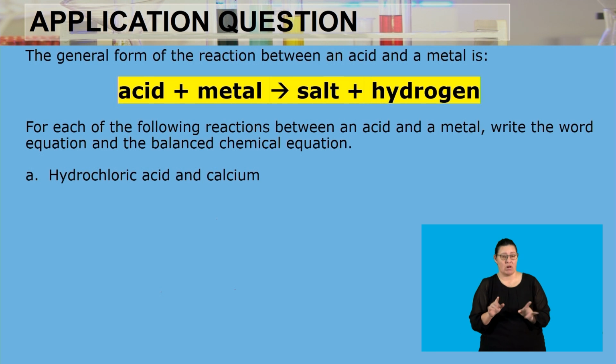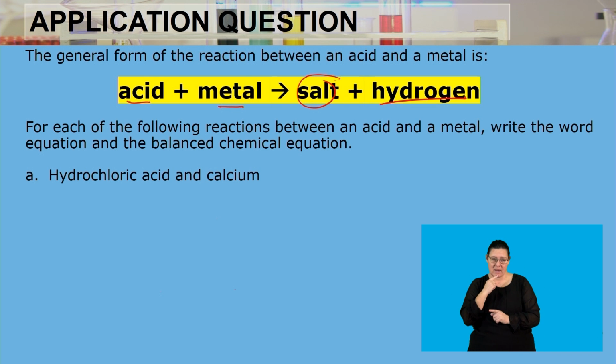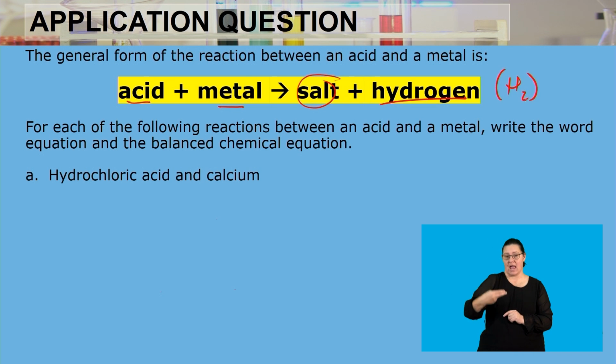Welcome back, learners. As we have said, we are moving on now to the next set of questions, which are the application questions. The first application question says, the general form of the reaction between an acid and a metal is, we know that whenever an acid reacts with a metal, we're always going to produce salt plus the hydrogen gas. And remember that the hydrogen gas is a diatomic molecule, so it's written as H2.